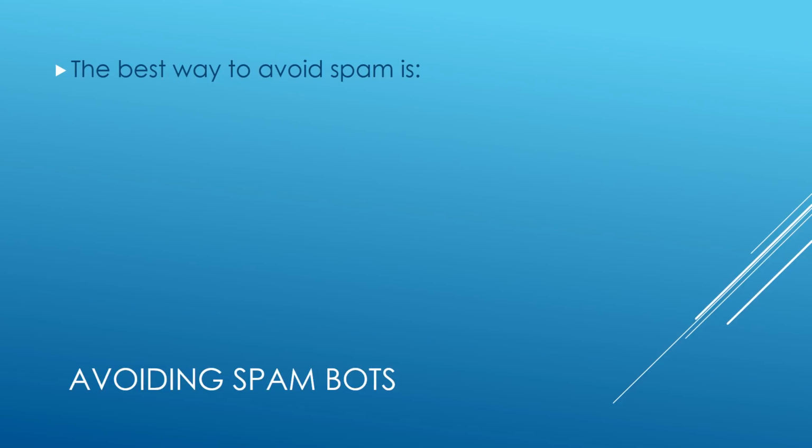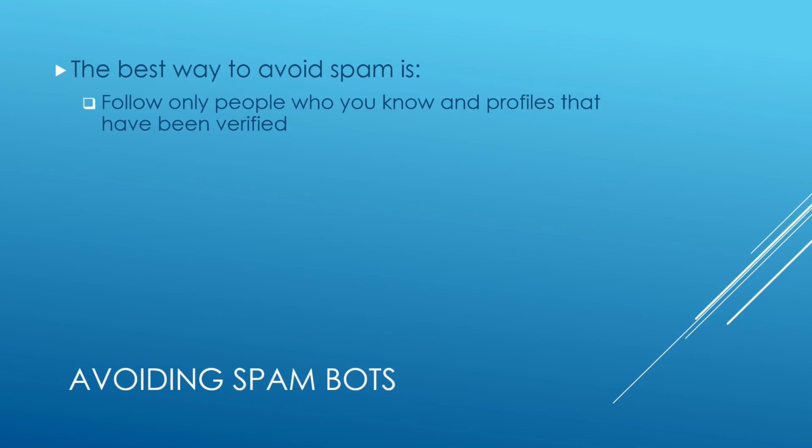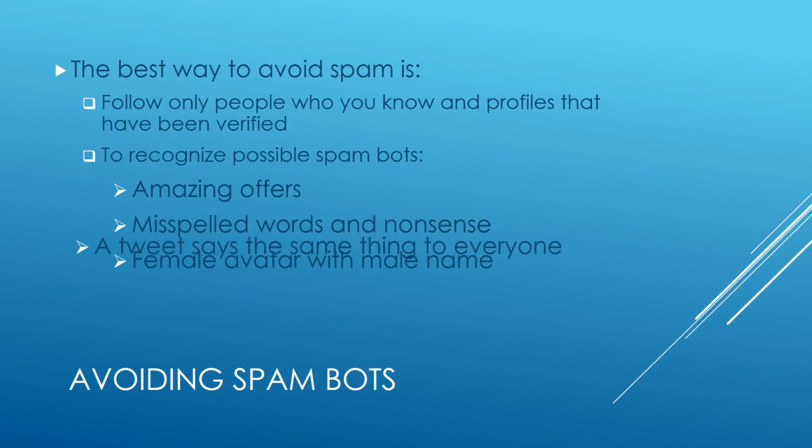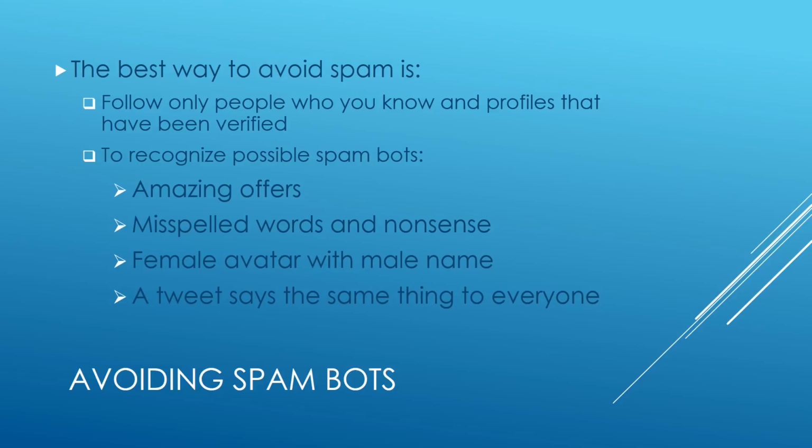Avoiding spam bots. The best way to avoid spam is to only follow people you know and profiles that you have verified, to recognize possible spam bots. If you see a tweet with an amazing offer, or spam that has misspelled words or nonsense, a female avatar with a male name, or a tweet that says the same thing to everyone, these are probably going to be spam bots, and you really do not want to click on them. Rather, it would be a good idea to block them.